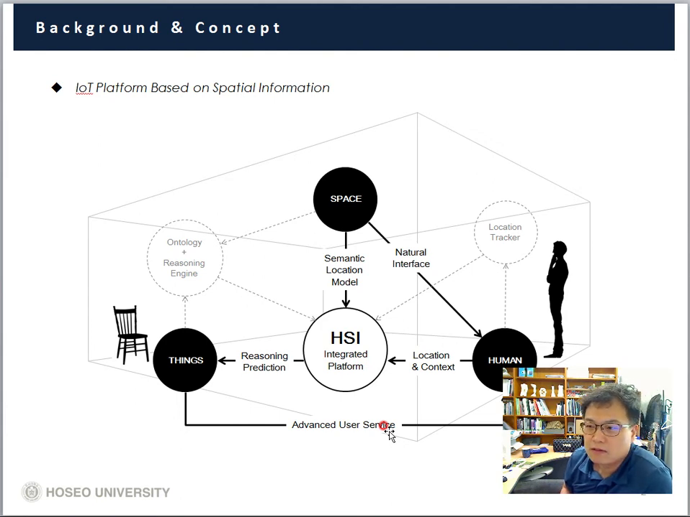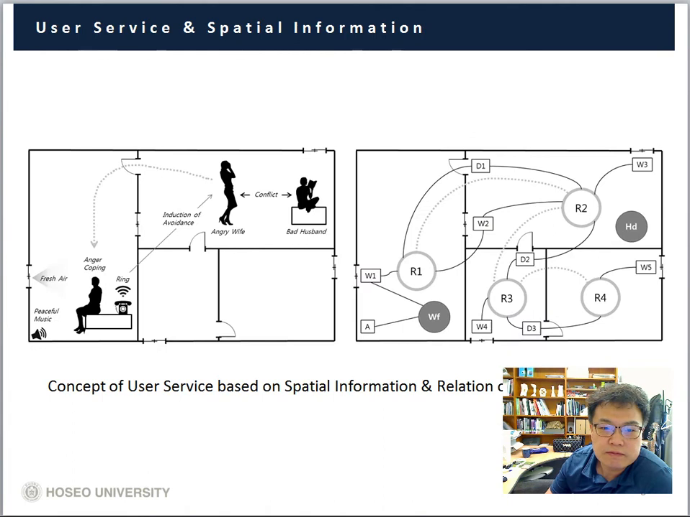Okay, user service and spatial information. Here is an example. The left image is a plan of some space. There are walls and doors, and people, events and devices in there. But it looks like there's no relation, no connection.